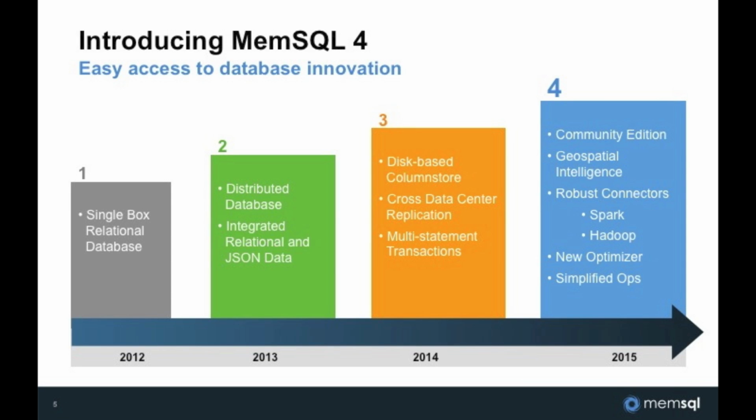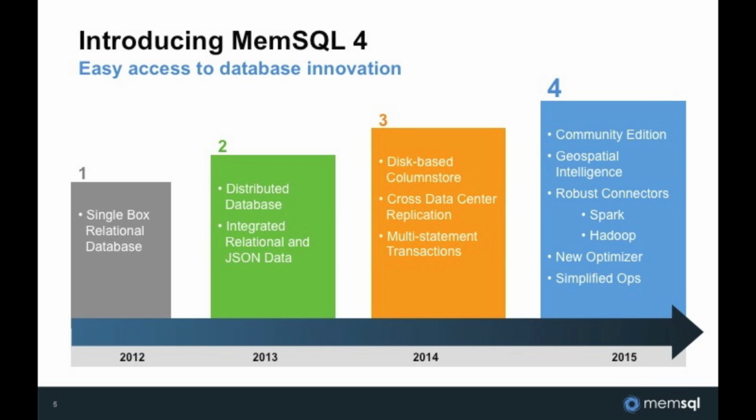Our current release of MemSQL, released in May, is MemSQL 4. And this slide talks a little bit about the evolution of MemSQL through the years. So when we first launched in 2012, it was a single box relational database, still in memory, so still very fast, but running on a single node. In MemSQL 2, we introduced the concept of being distributed, being able to scale out MemSQL across commodity hardware, as well as having JSON data and relational data in the database.